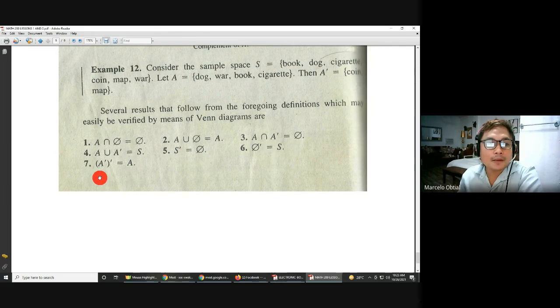And last, when we take a double complement, we go back to the original event. A complement, complement: we return to the original. Okay? So I'm done with the concept of the operations of events and Venn diagrams.